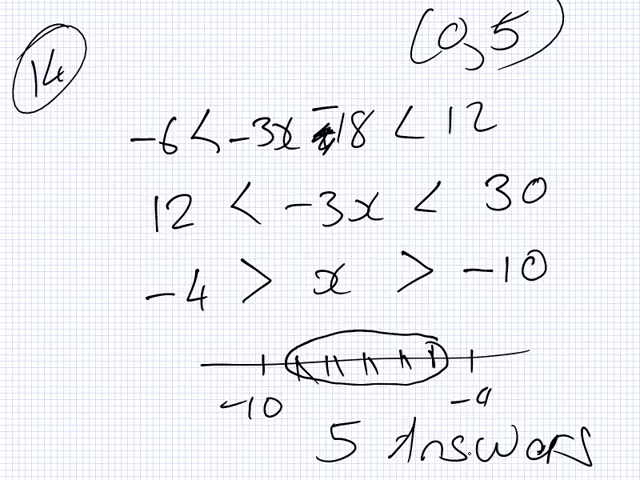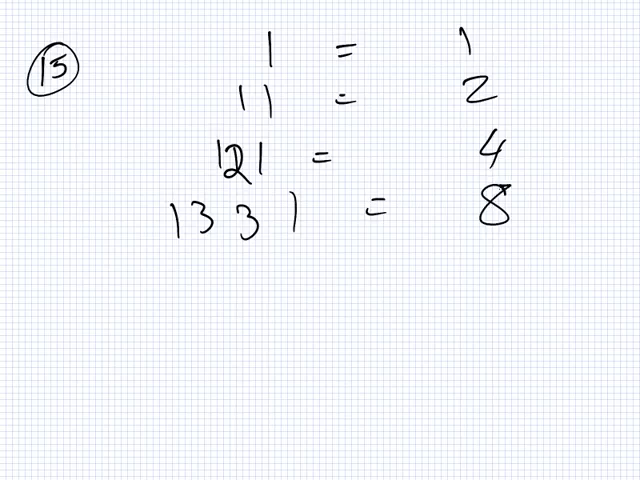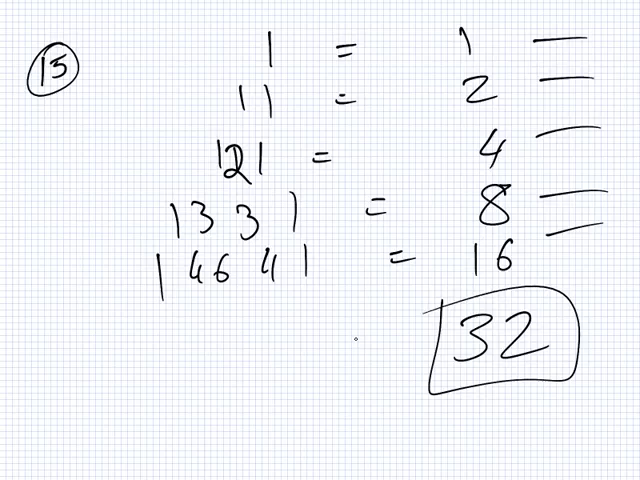Okay, continue. 15. What is the sum of the fifth row? So, the first row, the total is 1. The second row, it's 2. The third row is 4, then 8, then 16. So you see what's happening here. The next row will be 32. Okay. 16.